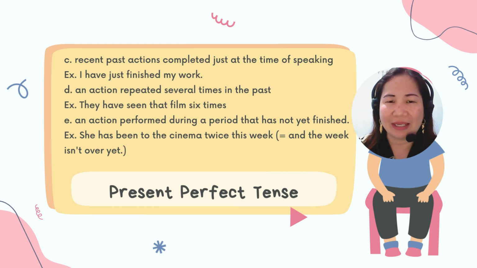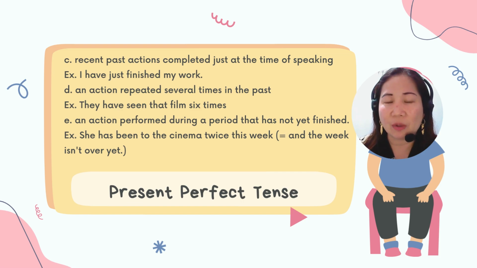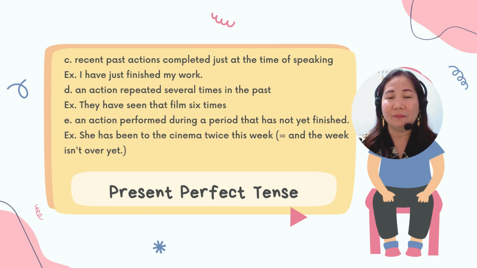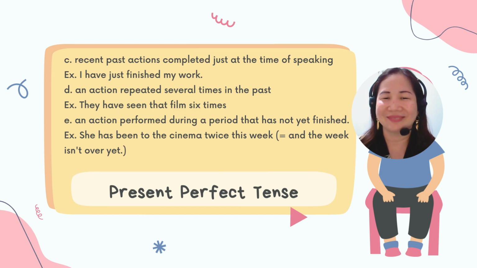Okay, so let's move on to letter E, an action performed during a period that has not yet finished. Example, she has been to the cinema twice this week. Twice this week is our time signal. Okay, so it means the week isn't over yet. Our subject is she. That's why we take has. And been is the past participle for our be verb.